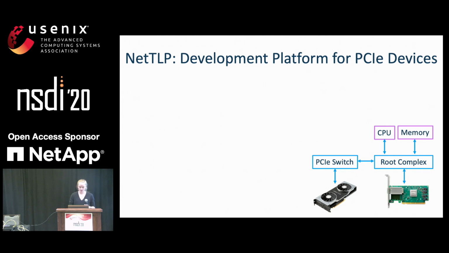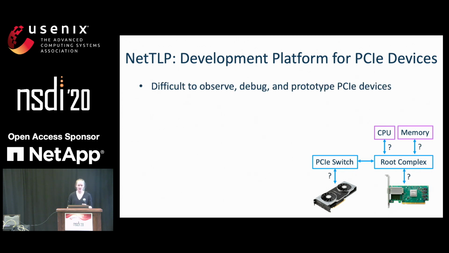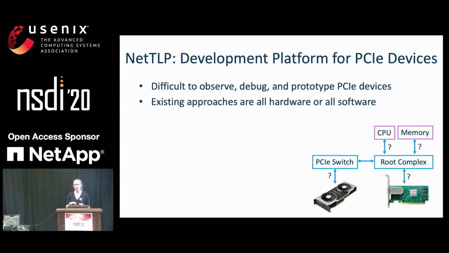And so the authors in this paper observe that if you want to prototype new PCIe devices, this can be really challenging. And it's also really challenging to observe the behavior of PCIe devices and to debug them. Unfortunately, existing approaches to addressing these challenges are either entirely in hardware or entirely in software. So what I mean by that is that one way you could prototype a new device would be to implement it entirely in software and then emulate all of the different components of PCIe in software. But unfortunately, this approach has some inaccuracies.